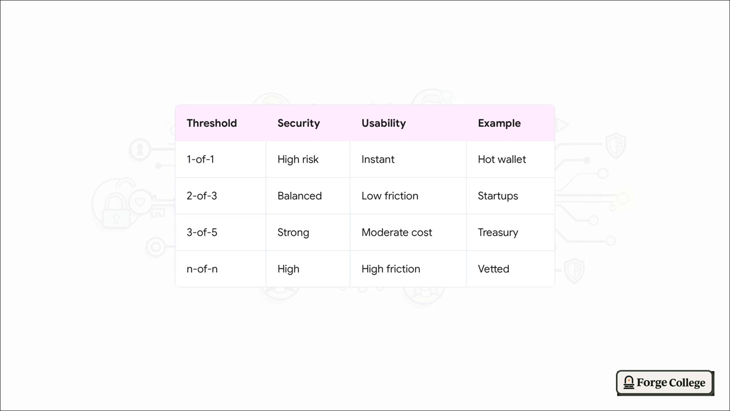Looking at the options, a one-of-one setup is instant and highly usable. It's great for a low-value personal hot wallet, but the security risk is just immense. Now, move up to a 2-of-3 setup, and you hit a really nice sweet spot for small teams. It perfectly balances redundancy with low friction. Then you've got 3-of-5, which is absolutely fantastic for an organization's treasury because it's incredibly strong against a single compromise.